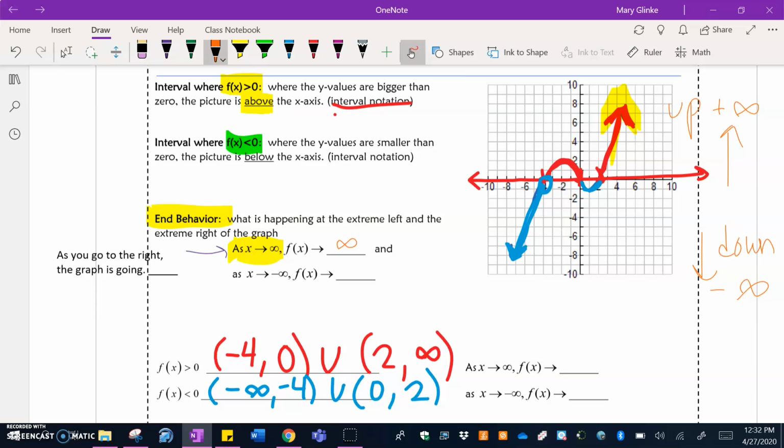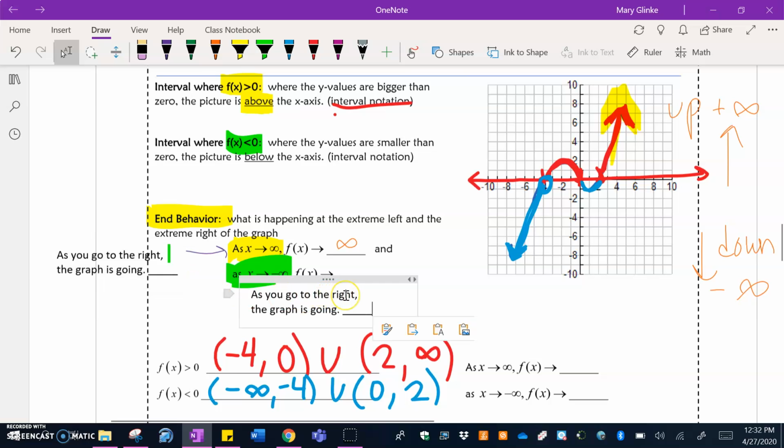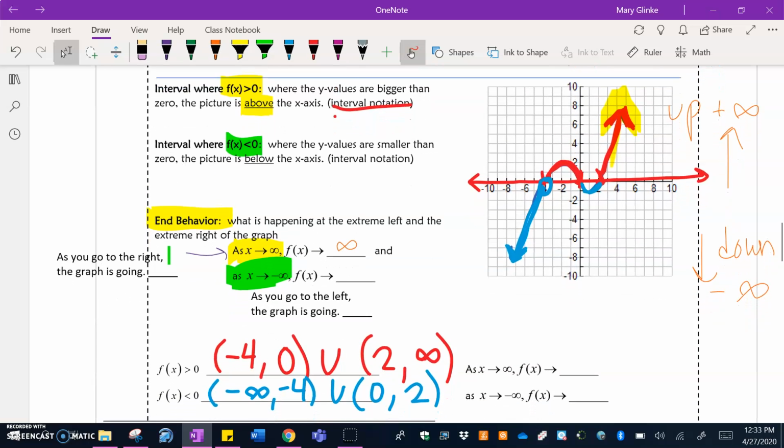Now this next one here, I'm going to highlight it in green. As x goes to negative infinity, that is not going to mean to the right anymore. It's going to mean the same thing, but to the left. So as I'm looking at this one, I can use the same idea: as I go to the left, where is my graph actually going? If I trace my graph on the left, I can see my graph is going down, and since it's going down, it's going to negative infinity. So I can fill in negative infinity here.